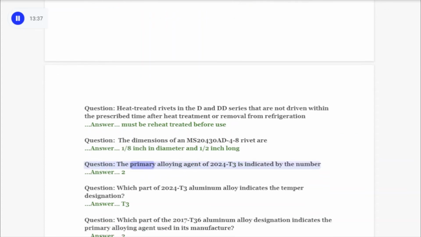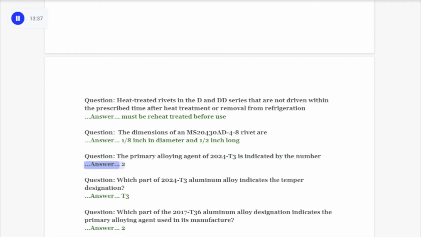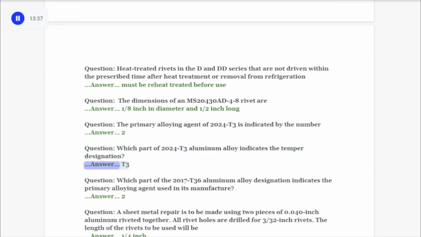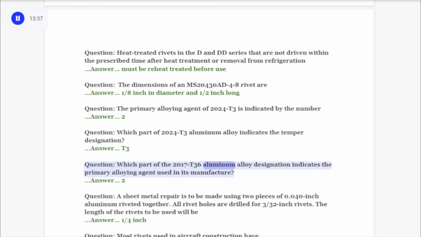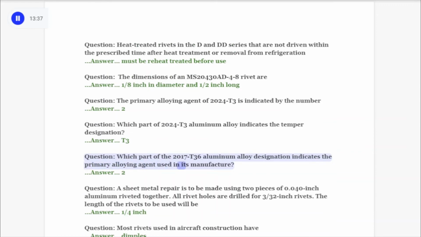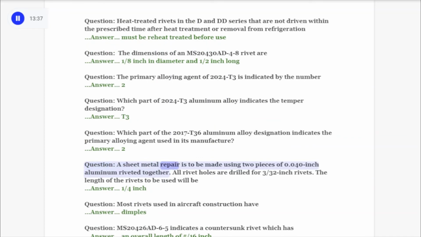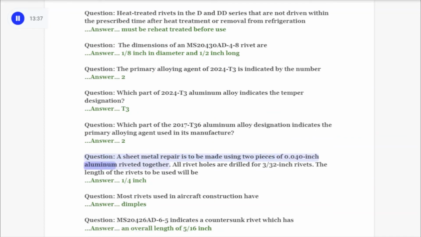Question: The primary alloying agent of 2024 T3 is indicated by the number? Answer: 2. Question: Which part of 2024 T3 aluminum alloy indicates the temper designation? Answer: T3. Question: Which part of the 2017 T36 aluminum alloy designation indicates the primary alloying agent used in its manufacture? Answer: 2. Question: A sheet metal repair is to be made using two pieces of 0.040-inch aluminum riveted together.